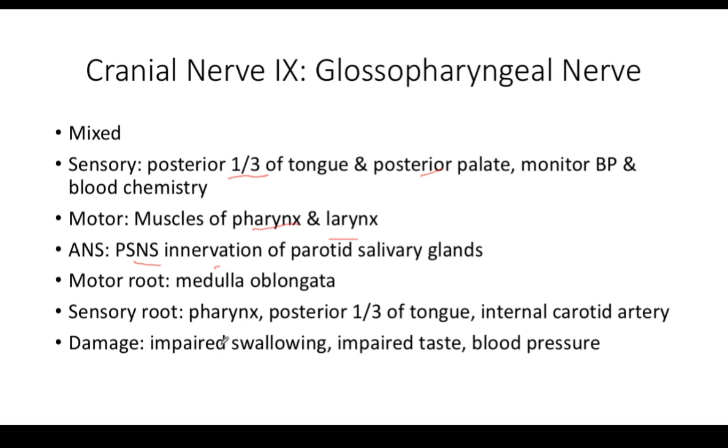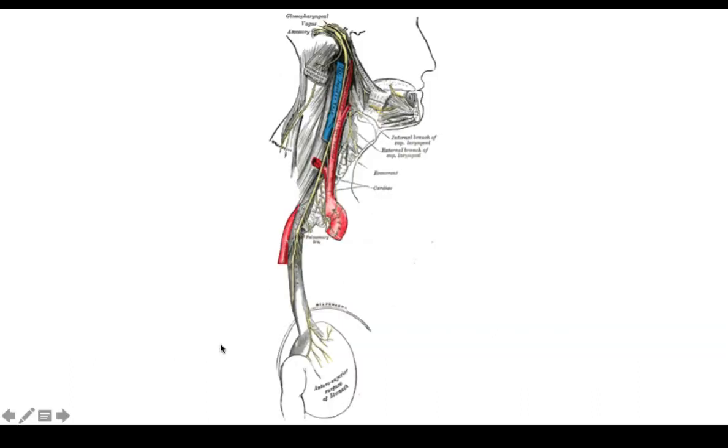Sorry. Now, when people have damage to this nerve, again, depending on where the damage is occurring, they could have impaired taste sensation, they could have a difficult time swallowing food, and an impaired ability to regulate their blood pressure. So again, you're going to learn about this more down the road, especially in A&P2, when we learn about how we regulate blood pressure and breath rate.